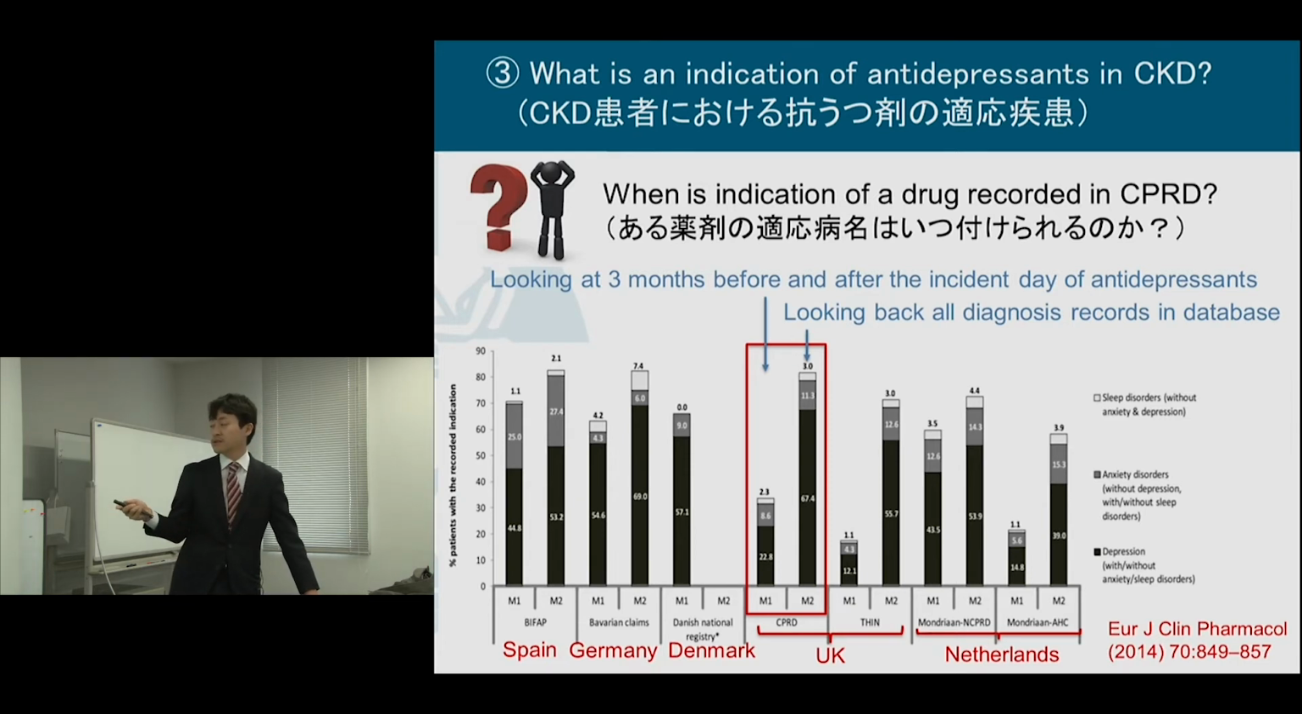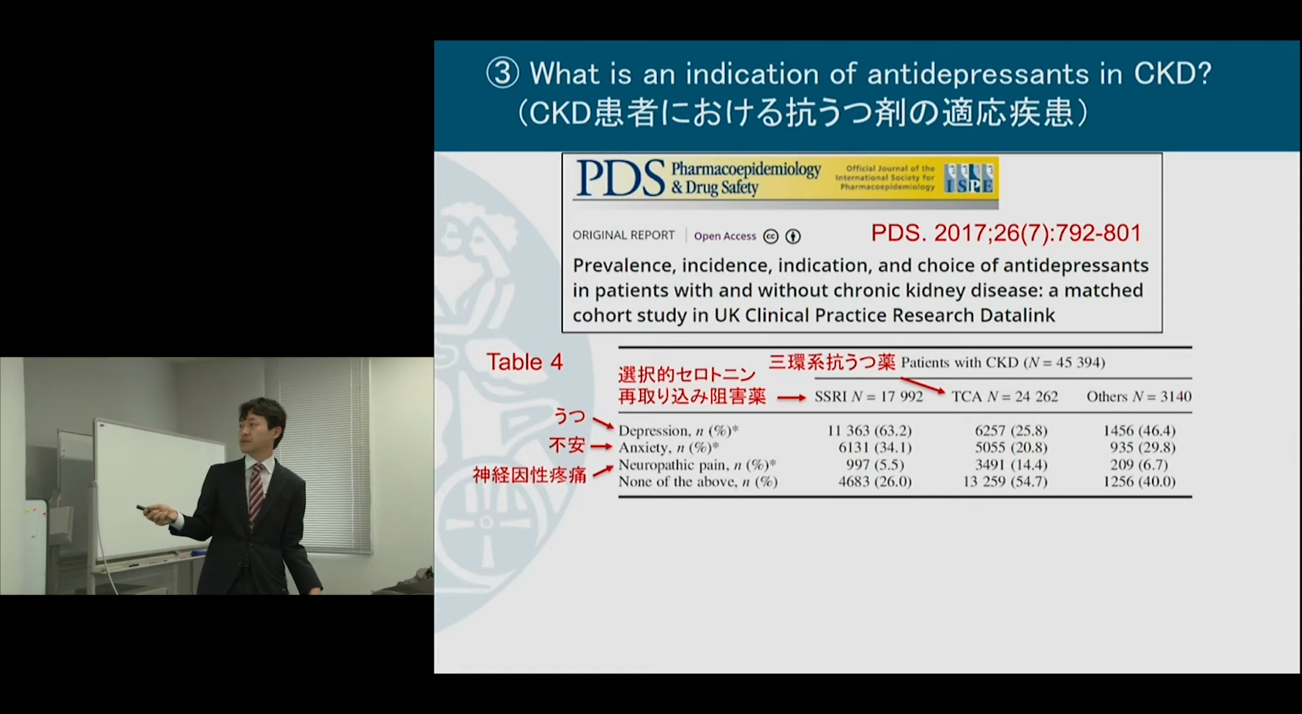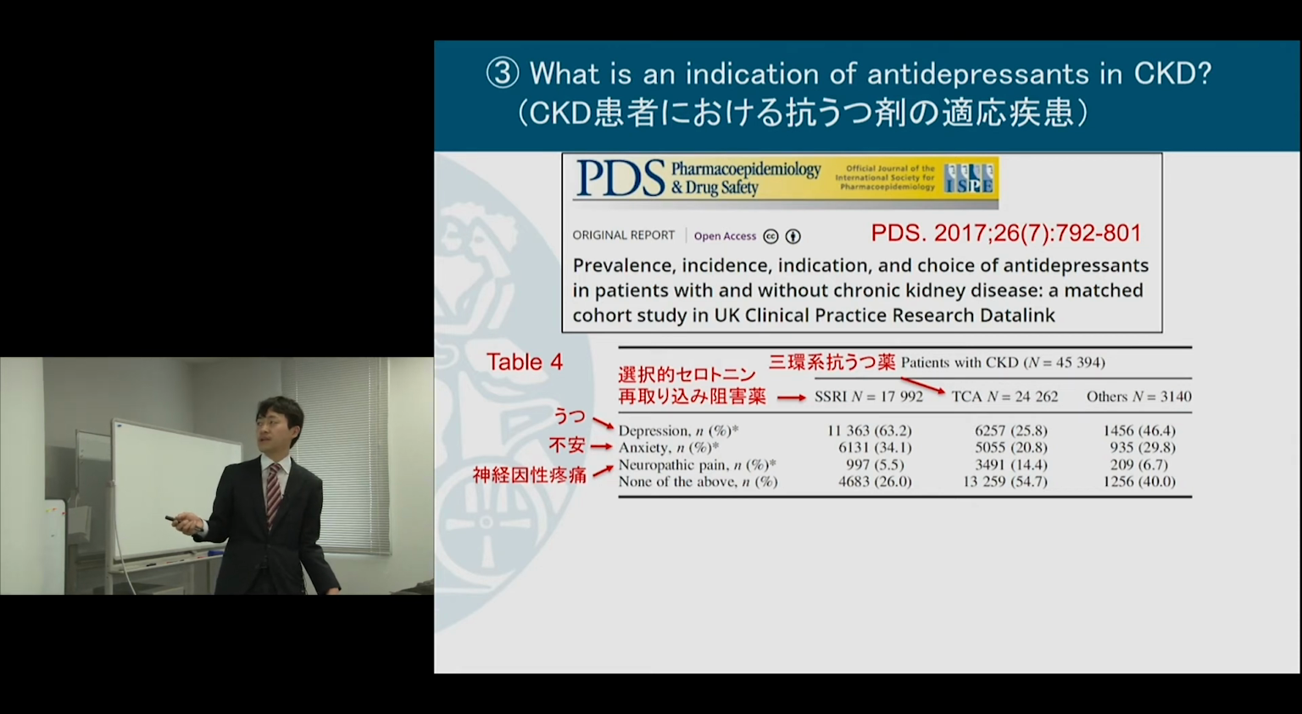So according to this result, I decided to look back all the diagnosis records in the database to identify indication for antidepressants. And this is a result in patients with CKD who initiated antidepressants by type of antidepressants and major indication.